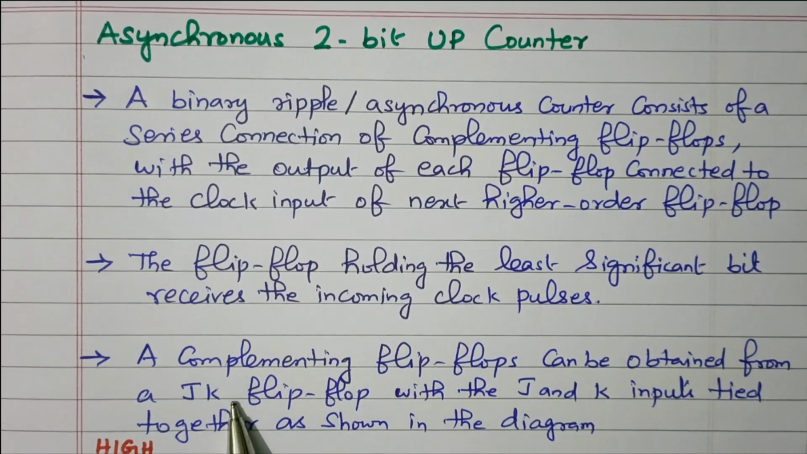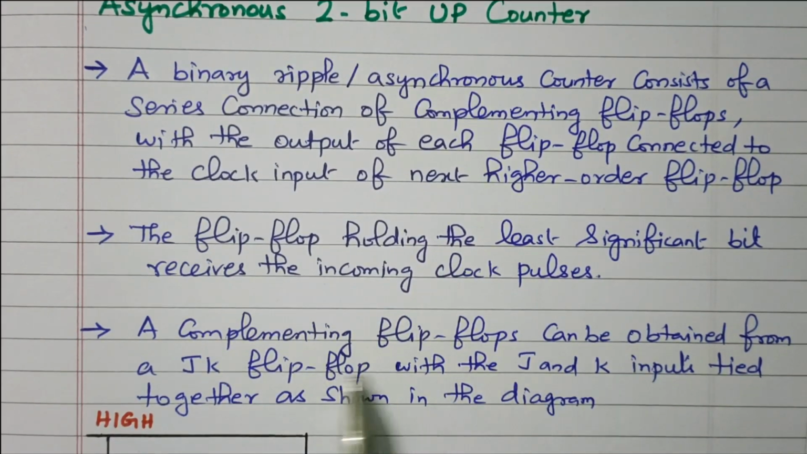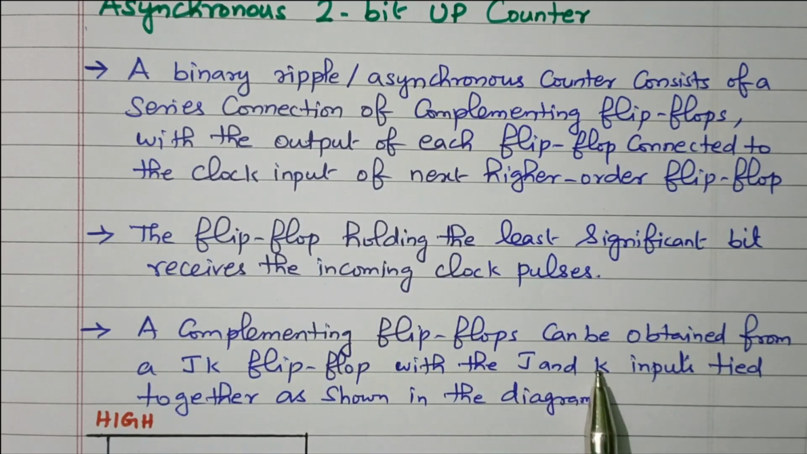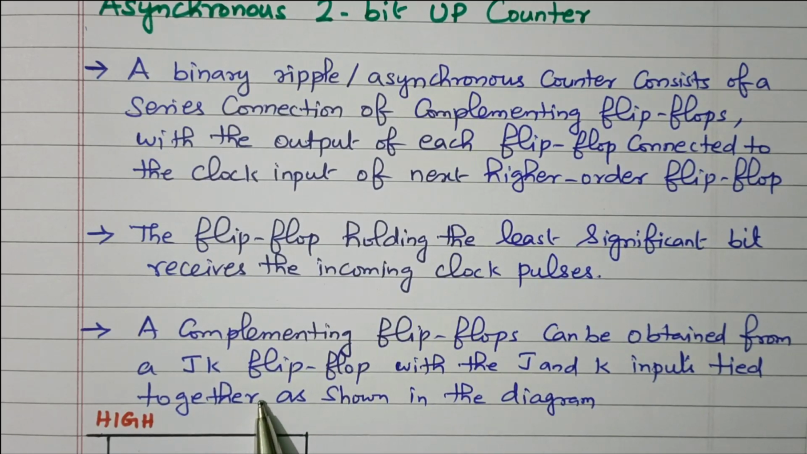The complementing flip-flop can be obtained from a JK flip-flop with J and K inputs tied together, as shown in the diagram. J and K will get the same input, that is high input, logic high, right? So here we are going to use the JK flip-flop. J and K inputs are tied together, that is a common input, given as high. Now we'll see the logic diagram.